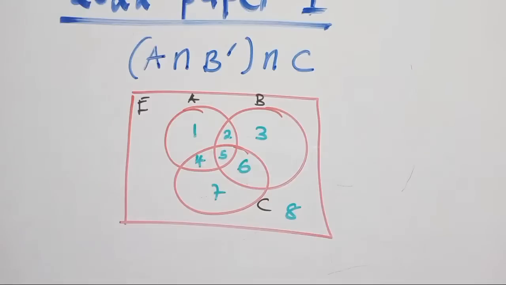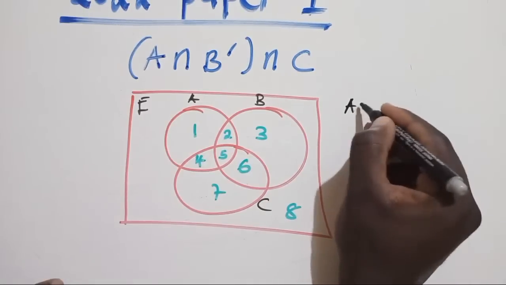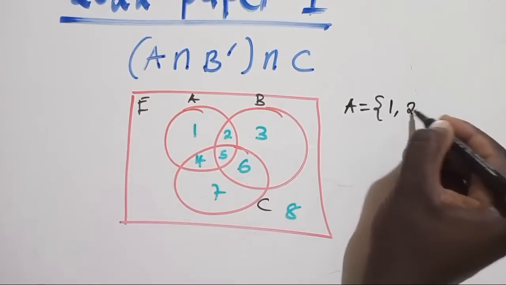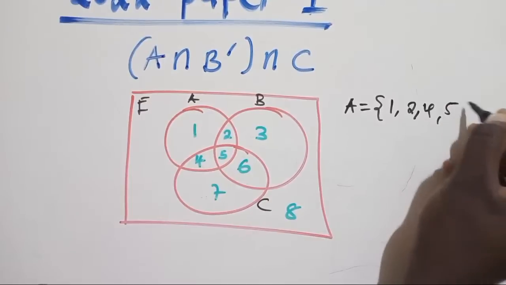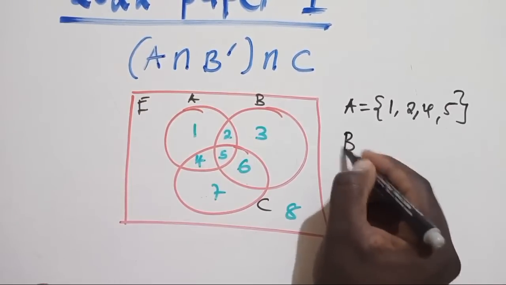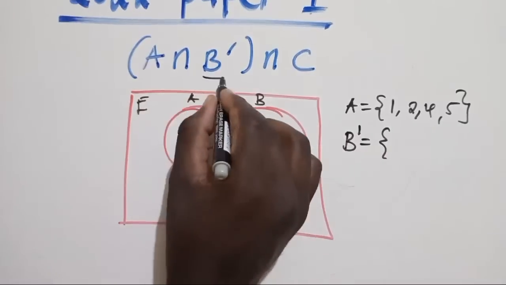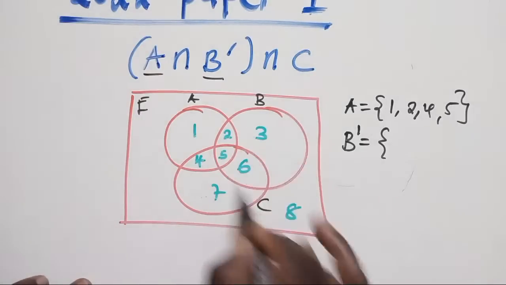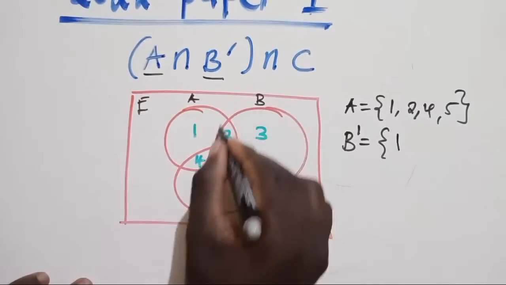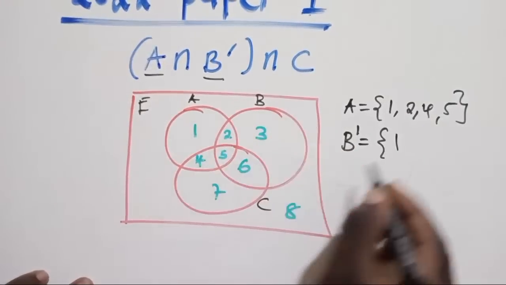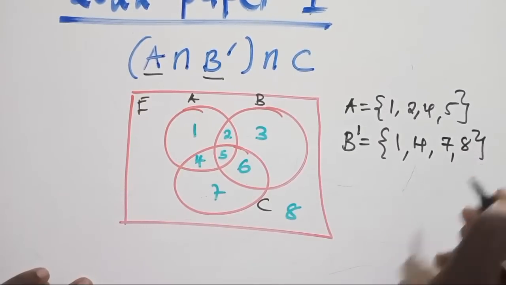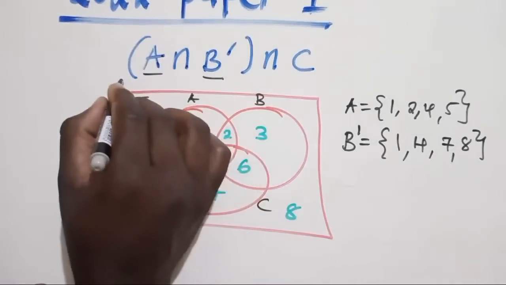When you put those numbers, try to identify your A. What is my A? My A is 1, 2, 4, 5. What about my B complement? I've identified my A. Now my B complement would definitely be what is outside set B, because set B is right here. And what is outside set B? That's 1, 4, 7, and 8.